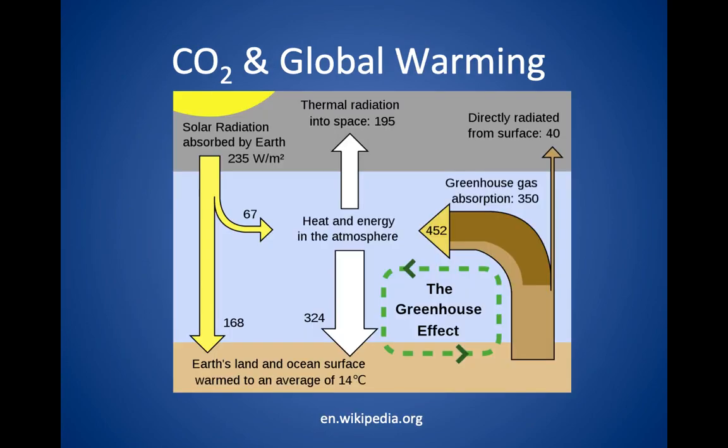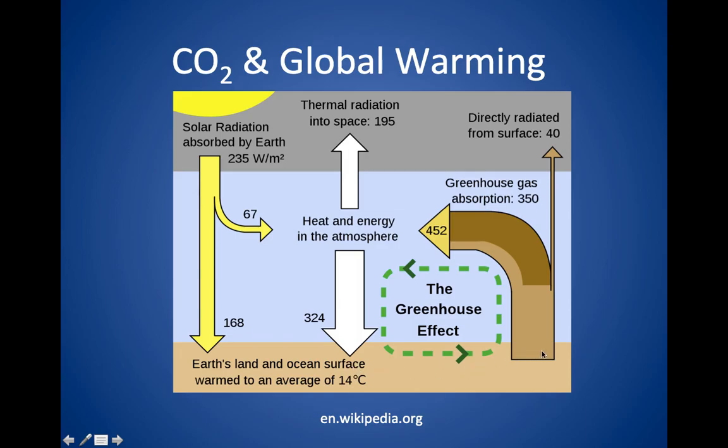So this figure shows the balance of energy from the Earth. So you've got solar radiation coming in at 235 watts per square meter. Some of that gets absorbed in the atmosphere, and most of it reaches the Earth's surface where it warms the surface.